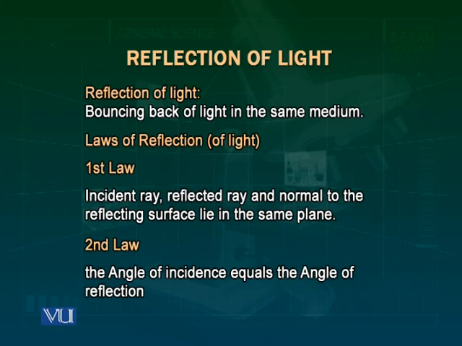The first law of the reflection of light says that the incident ray, the reflected ray, and the normal to the reflecting surface lie in the same plane. What exactly does this mean? It means that if I have a surface, this is the incident ray, the reflected ray, and the normal, they should all lie on the table.